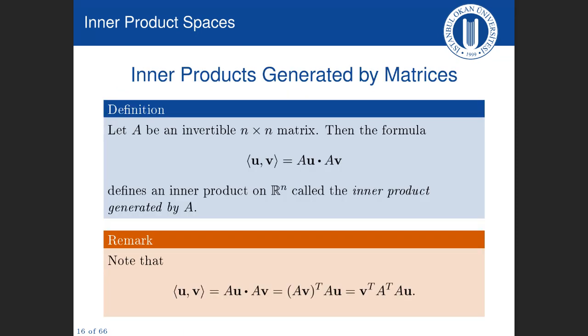My next topic is about inner products generated by matrices. If we let A be an invertible n by n matrix, then we can define a function like this: the inner product of u and v is equal to Au dot Av, where that's the dot product on Rn. This is called the inner product generated by A.